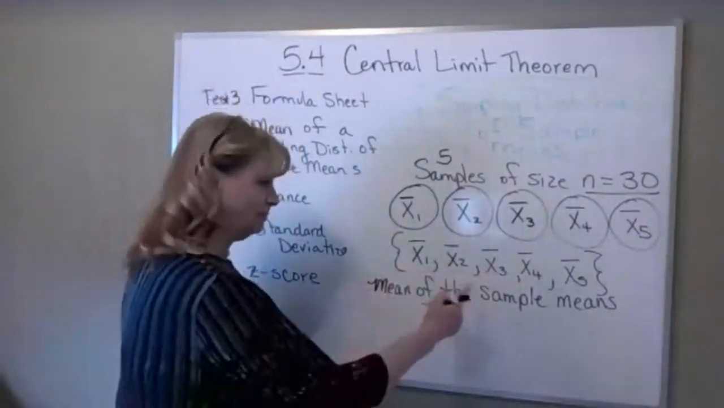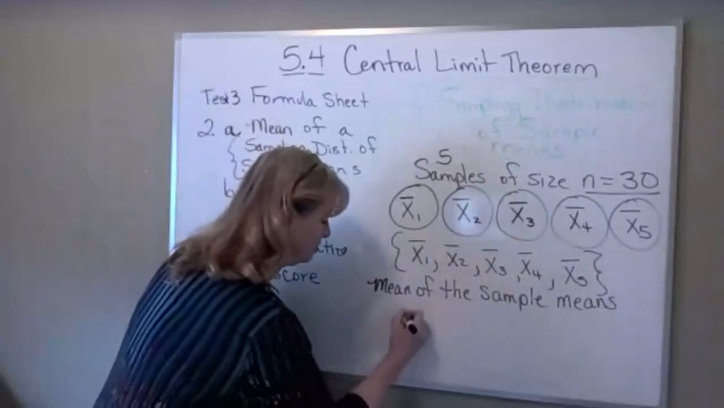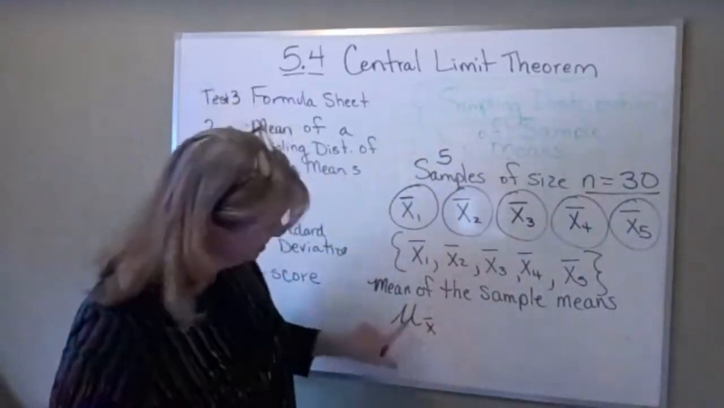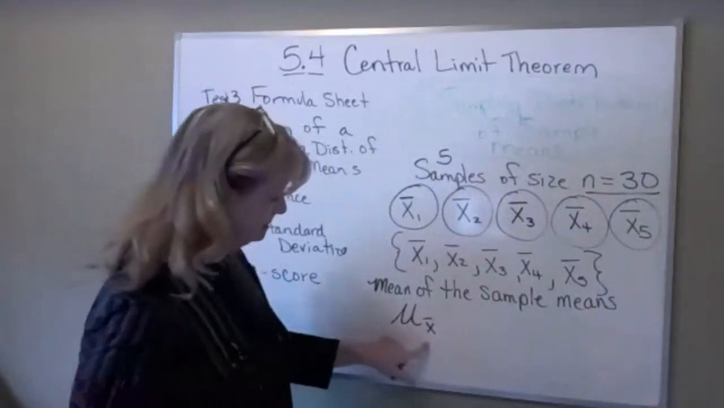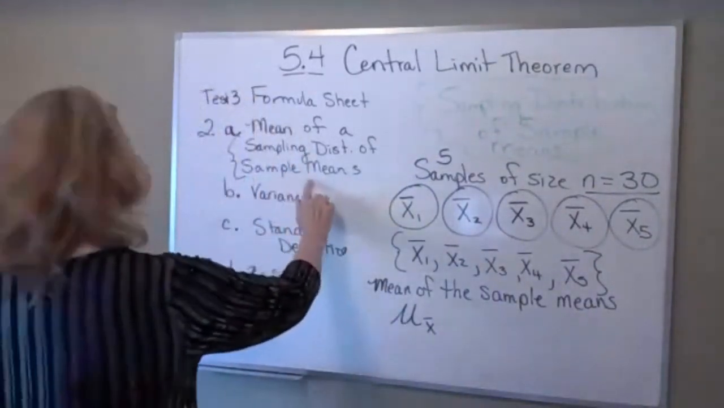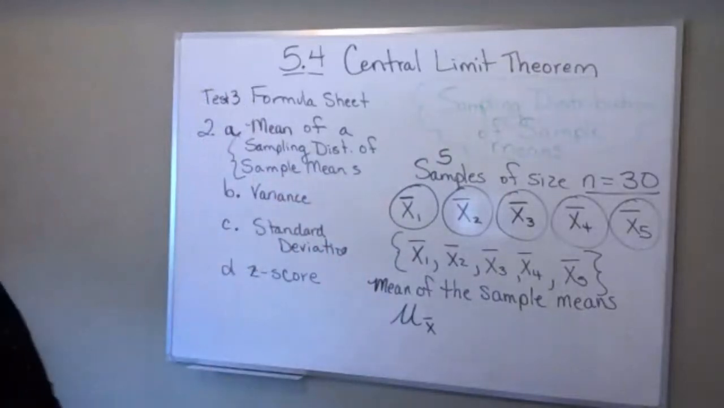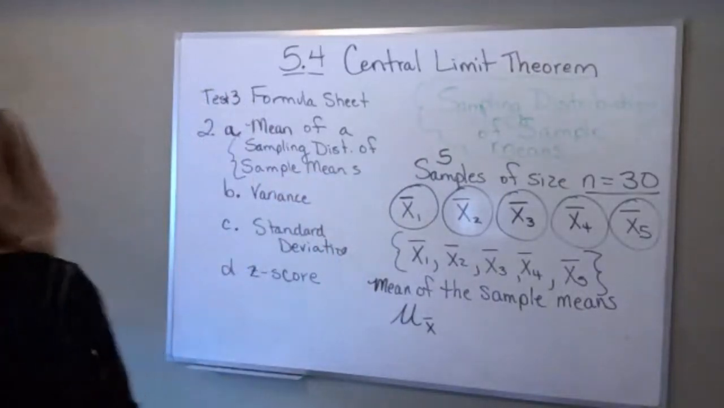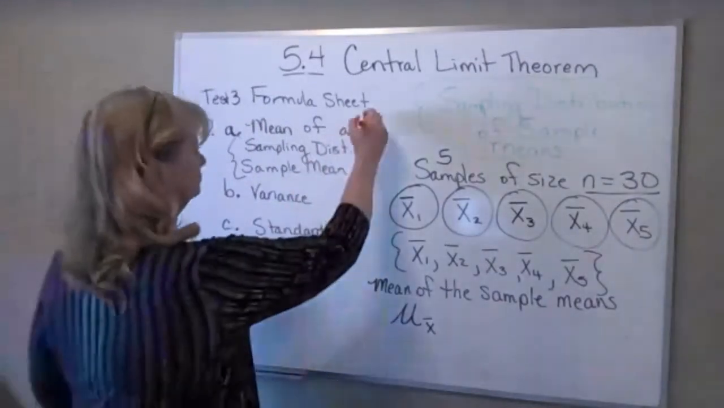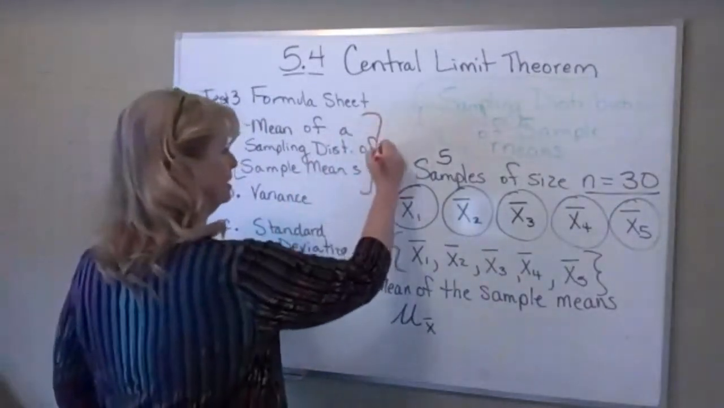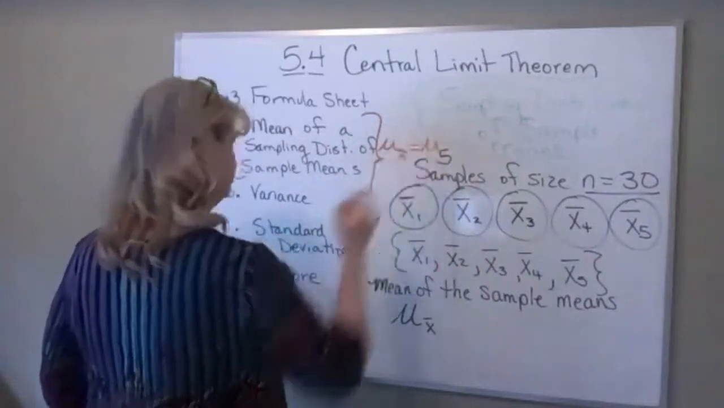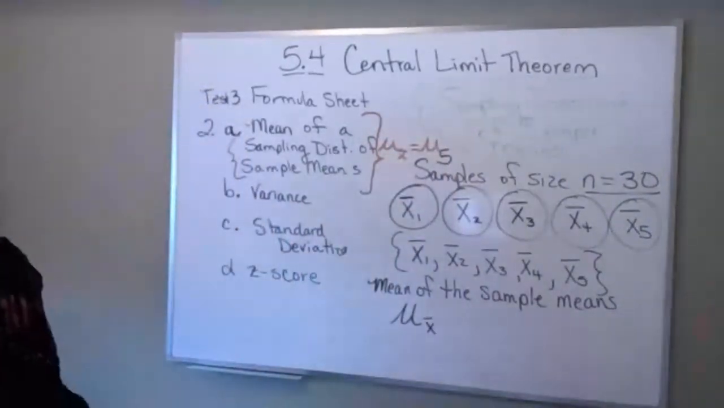The mean of those sample means, when you average those sample means, we're going to call that mu sub x bar, the mean of the sample means. And if you look, that's going to be the A formula here. The mean of the sample means, and you'll notice, look at part A, it says equals mu.